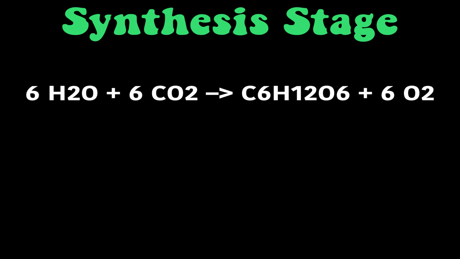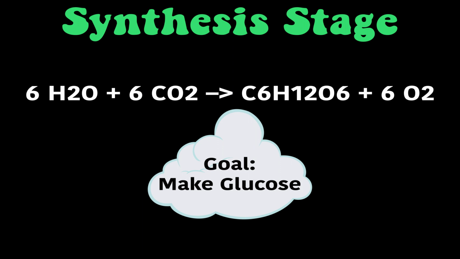The second stage of photosynthesis is a synthesis stage. The main purpose of the stage is to make glucose, and to do so it uses the equation 6 water plus 6 carbon dioxide, which makes glucose, and 6 oxygen.